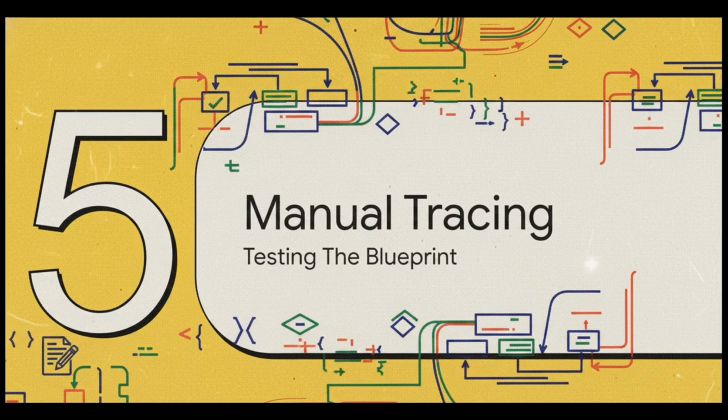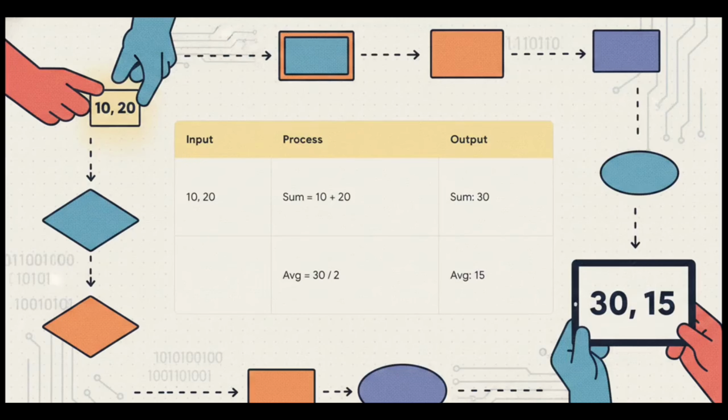Section 5, Testing through Manual Tracing. Okay, so you've drawn the flowchart and you've written the pseudocode. Now you have to prove your logic actually works before writing the final program. We do this through manual tracing using an input process output, or IPO table. Basically, you become the computer. You literally plug test values into your flowchart and track them.